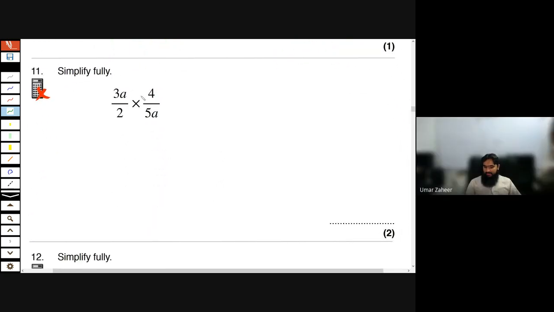Now you have to check if there is any cancellation, so you have to go for cancellation. Look at here, it's 2 and 4. We can cancel out. 2 times 1 is 2, 2 times 2 is 4. So multiply numerator with numerator and denominator with denominator. 2 times 3 is 6a, 1 multiplied by 5a is going to be 5a. Oh, sorry, we can also cancel out later. A is also cancelled out. We will get 6 divided by 5 because 6a is also cancelled out with this one.